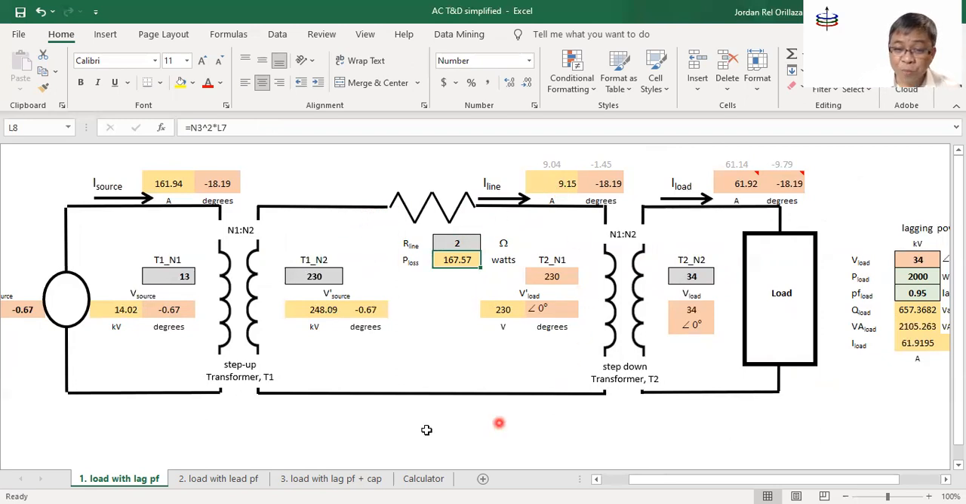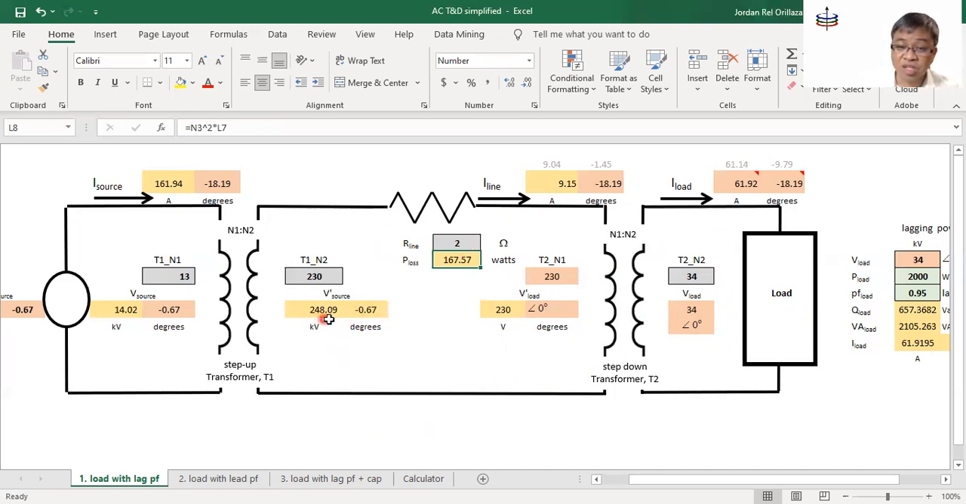So from this loop here, we can write a loop equation. We call it a Kirchhoff's voltage law equation. So the voltage here is equal to the voltage here plus the voltage here. The voltage here comes from the voltage here. You step it up from 34 to 230 volts based on the turns ratio there. So that's what we have there. The voltage drop here can be computed from the current and the resistance there.